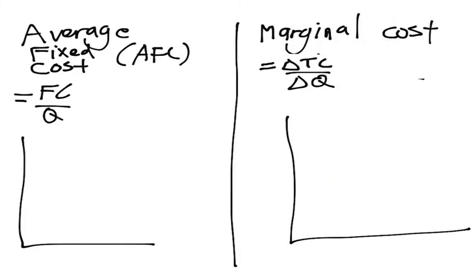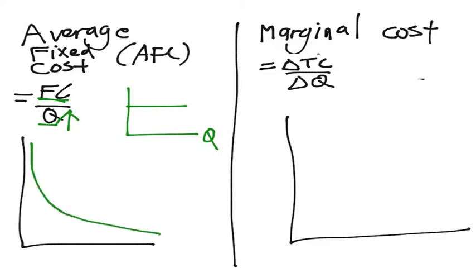Next is average fixed cost. So remember, the original fixed cost curve is horizontal. What this means is, the more quantity you produce, the fixed cost is just divided by the quantity. So if the top part is fixed and the bottom part keeps increasing, you will expect the curve to be something like this. Meaning, as the quantity you produce increases, the average fixed cost keeps reducing and reducing and reducing. Okay.